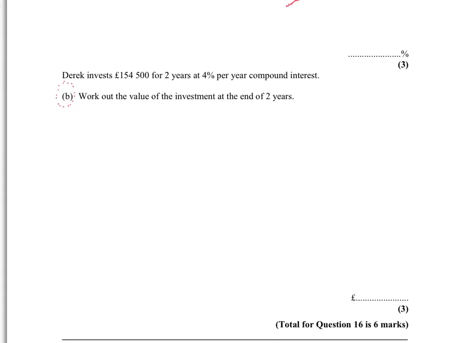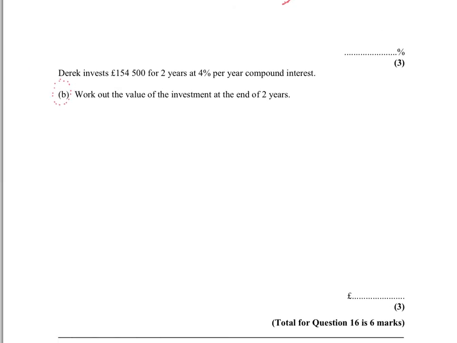Now, part B, this isn't something we've done this year. It's not on the top 40. I wouldn't expect most people to be able to do it, but we did do it in year 10, and you may remember it from then, and also it's something that we might be able to get some marks on. So it's 4% per year compound interest.